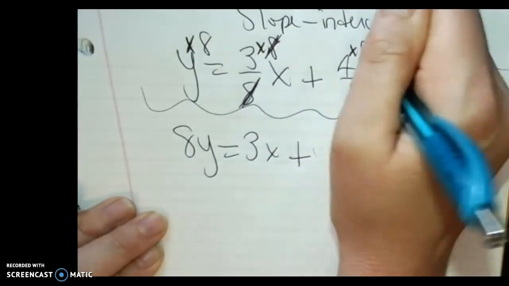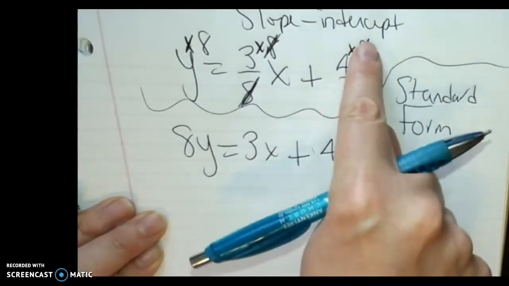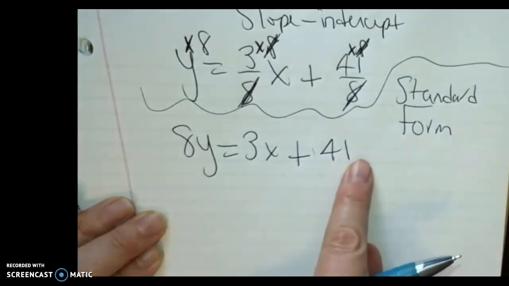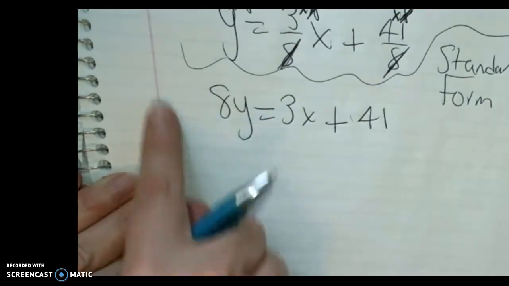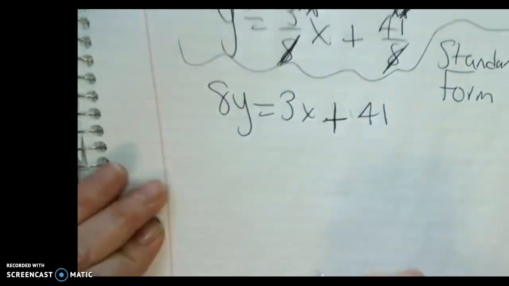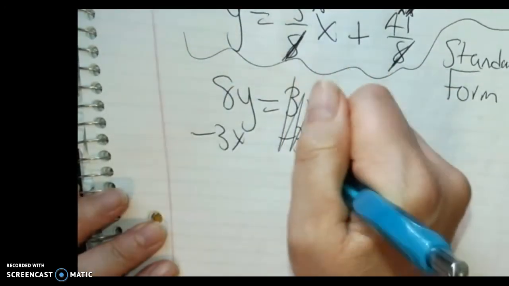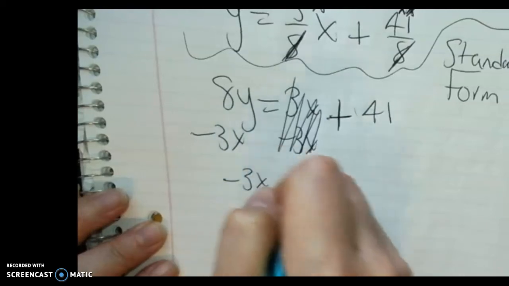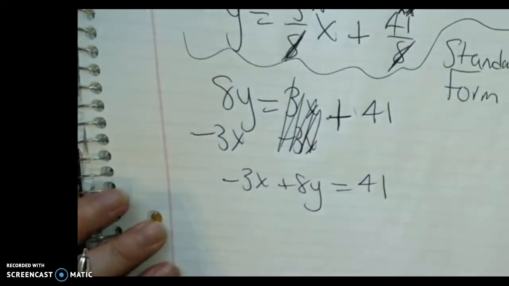Plus, and again, 8 times, or divide by that is 41. And again, you could take 41 times 8, divide by 8. You're still going to get 41. Not quite there because, again, it's not in a pretty order of x's, then y's, then an answer. So, again, there's adding here. Division does you no good. So we're going to subtract to get rid of that negative 3x. So negative 3x plus 8y equals 41.